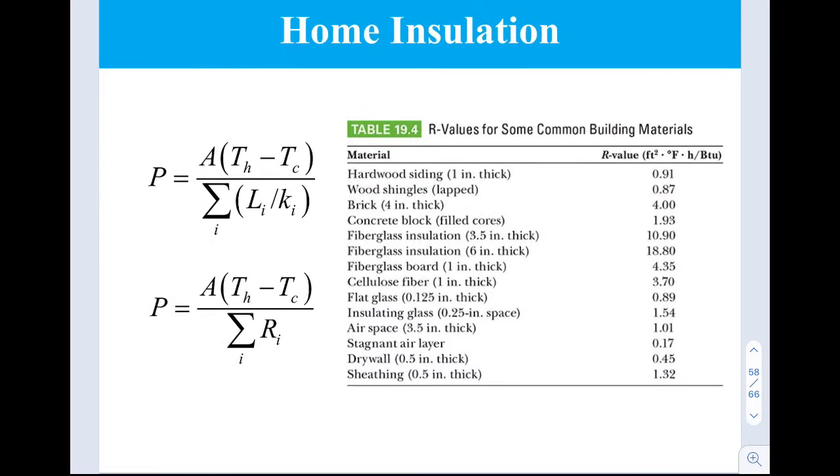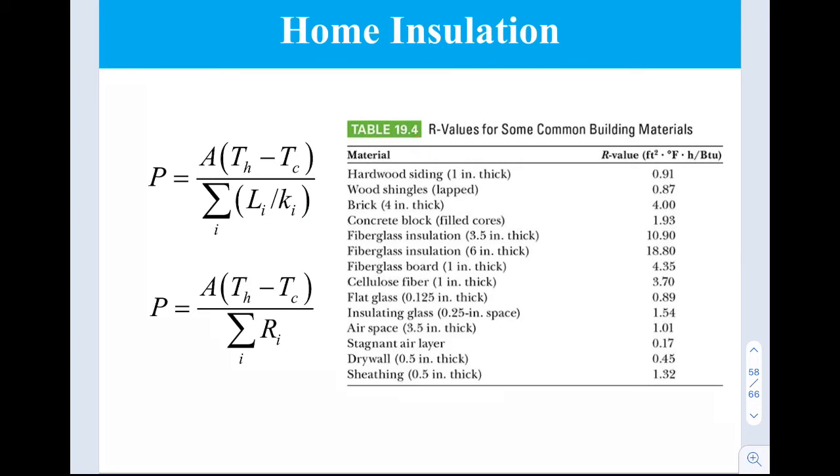Right, home insulation. In engineering practice, the term L over K for a particular substance is referred to as the R value of the material. So now this equation can be rewritten in terms of R, instead of putting L over K, because R is L over K. The R values for a few common building materials are given in table 19.4 here.